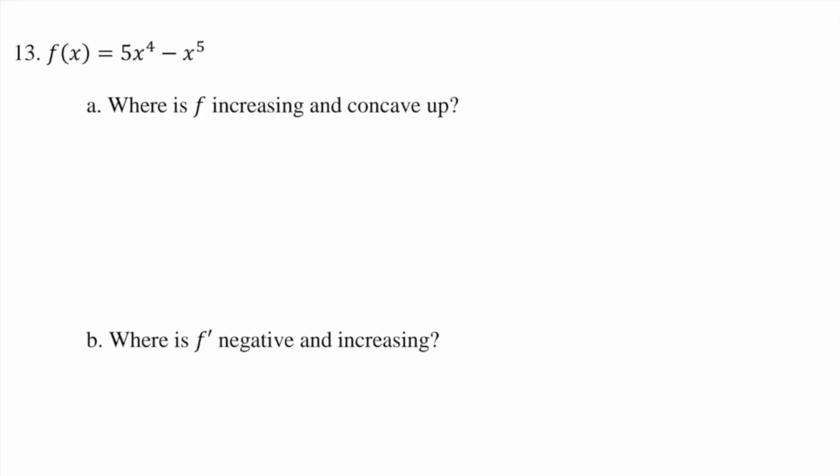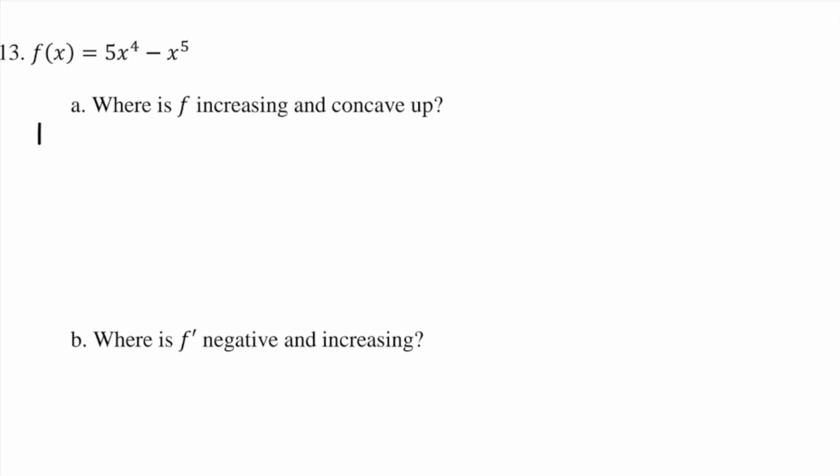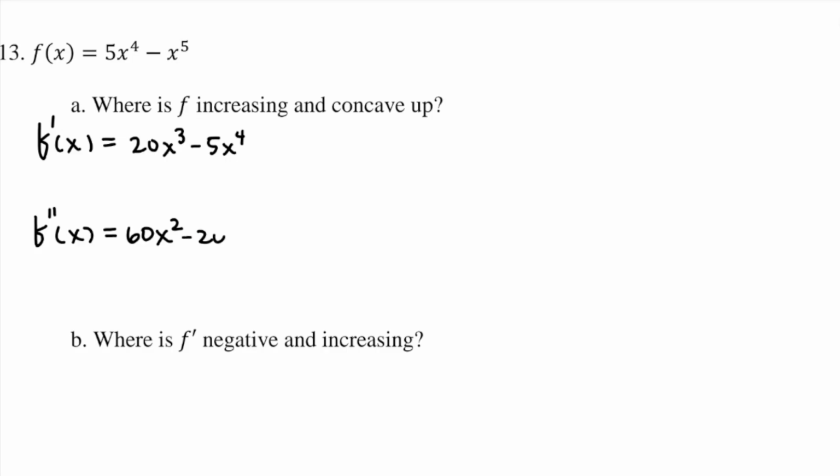All right, number 13 is another algebraic problem: where is f increasing and concave up? Well, increasing means I need the first derivative, concave means I need the second derivative, so I'm just going to take both of them. F prime is going to be 20x cubed minus 5x to the 4. I'm going to need to factor these both, so I'll leave a little extra room. The next derivative would be 60x squared minus 20x cubed.